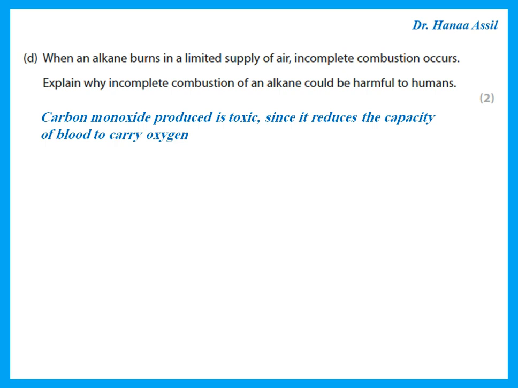What is the problem with carbon monoxide? Carbon monoxide is toxic. Now, why is it toxic? Remember, he says explain why it's harmful. It is toxic because it reduces the capacity of blood to carry oxygen. Remember, we said that carbon monoxide will bind to the hemoglobin in the red blood cells. So the red blood cells, instead of carrying oxygen, will be carrying carbon monoxide. So less oxygen is going to the cells.